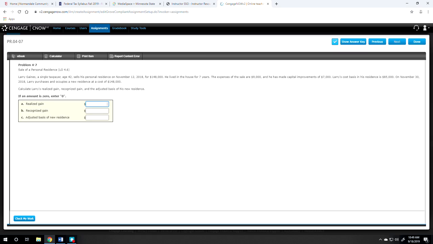So that could mean a whole bunch of stuff. It could mean maybe he remodeled a bathroom, maybe put on a new roof, although $7,000 is really cheap for a new roof. Maybe he built a deck that's attached to his house out in the backyard, remodeled the kitchen, all sorts of stuff. And then they tell us his cost basis in his residence is $85,000. So he bought the place for $85,000.